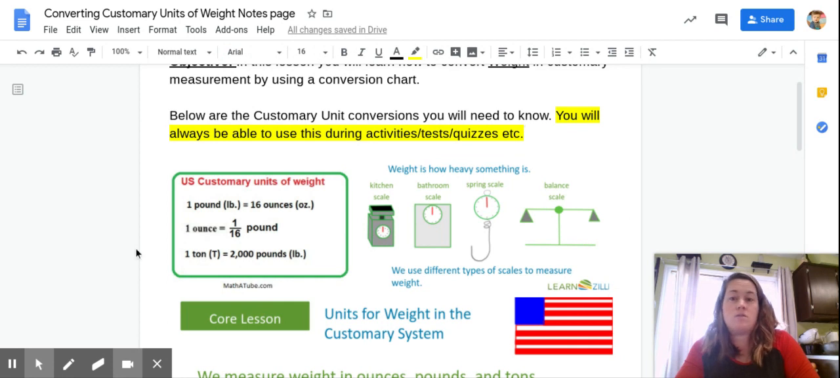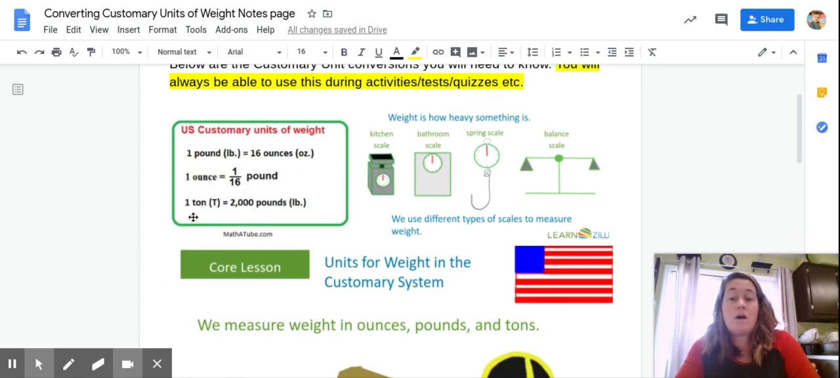Then we have tons. You may have heard the word ton before, like a vehicle is usually about 1 ton. Sometimes when you're traveling, you see signs that might say a certain amount of tons, that's the limit of the weight of that vehicle. So 1 ton is equivalent to 2,000 pounds. So think about however much you weigh. We're talking now 2,000 pounds.